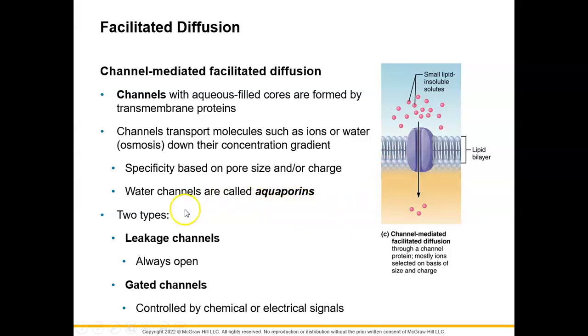These channels can come in two types: leakage channels, which are always open, and gated channels, which can be controlled by chemical or electrical signals, but there's times when they're closed and nothing can get through, and times when they are open and substances are permitted to move across down their concentration gradients.